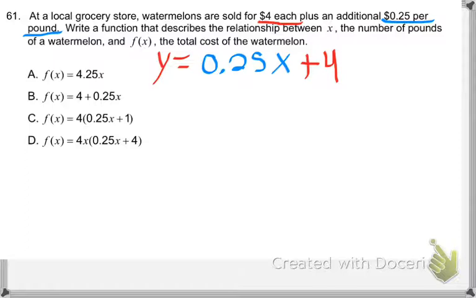The worst thing they're going to do to you is they're going to try to change the order or write it in the equivalent form. In this case, they chose the answer choice that put it in the order that the question was in. But this was actually slope-intercept form in disguise. So number 61 is B.